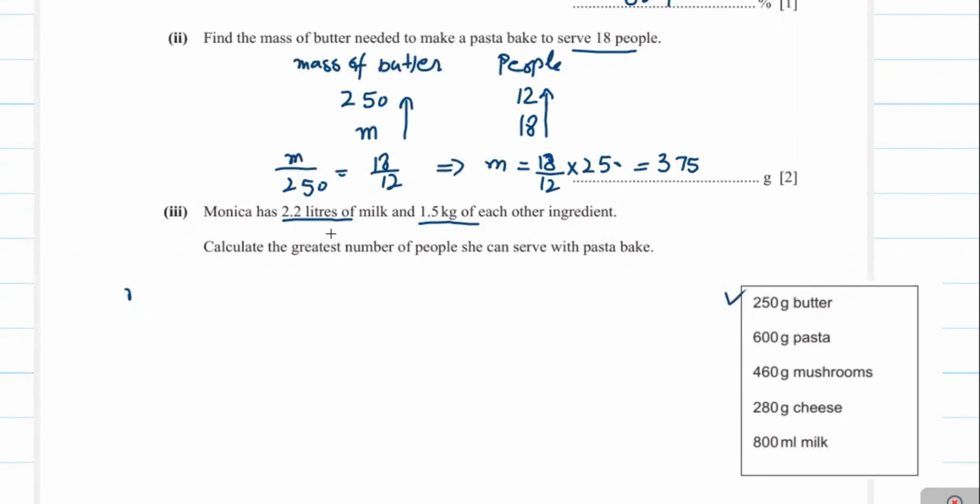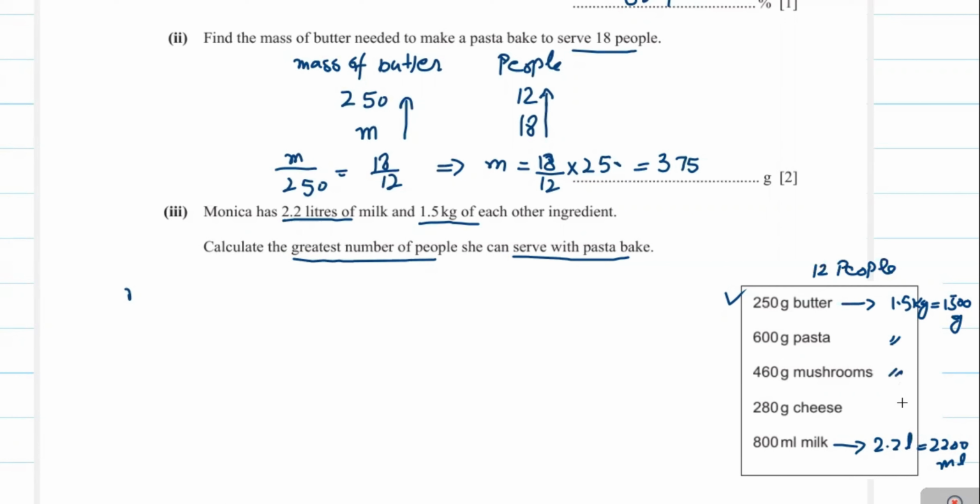Part 3: Monica has 2.2 liters of milk and 1.5 kilograms of each ingredient. Calculate the greatest number of people she can serve with the pasta bake. Now you see here this quantity is given to make the pasta bake for 12 people. Firstly, we change the quantity from 800 milliliters to 2.2 liters, which equals 2200 milliliters. And the 250 grams of butter changes to 1.5 kg, which equals 1500 grams. Each quantity changes to 1500 grams.